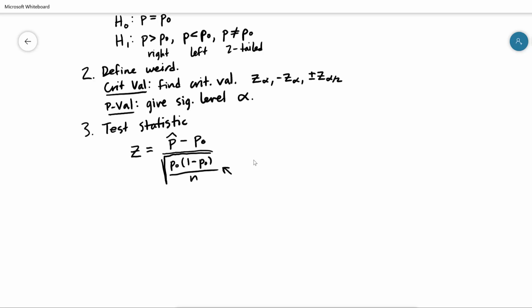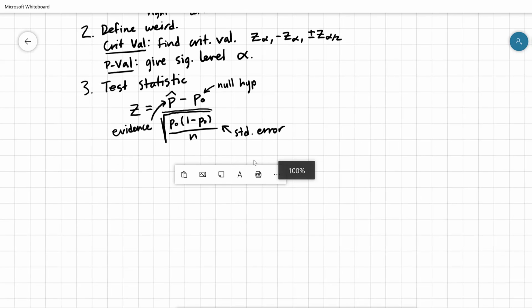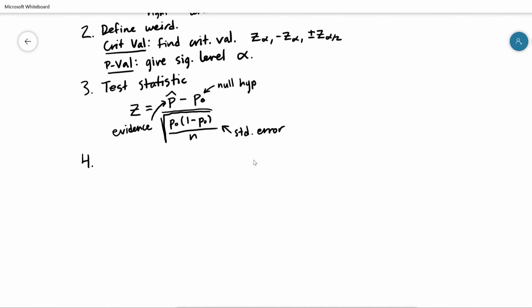Again, same 3 pieces. This bottom is the standard error. It's the standard deviation of this big binomial distribution of our sampling distribution. This has to do with our number from our null hypothesis, and this number has to do with the actual evidence that's given in the problem. So we'll see how that all winds up being put together. So there's our test statistic.